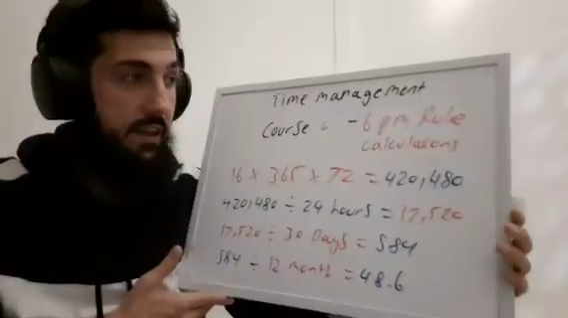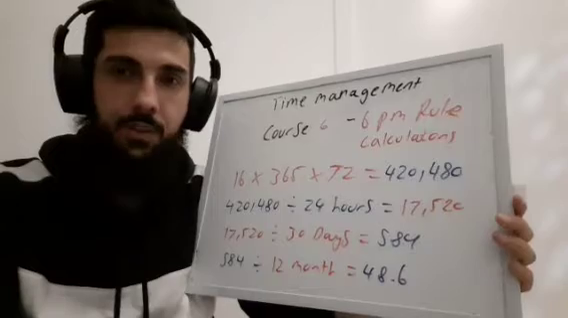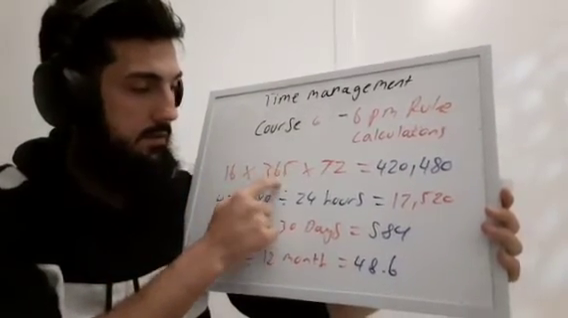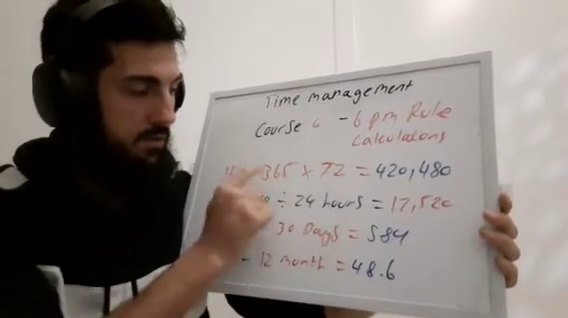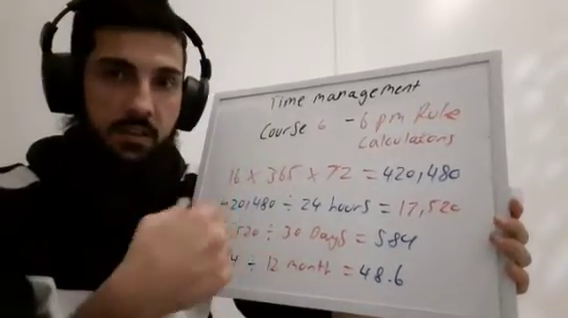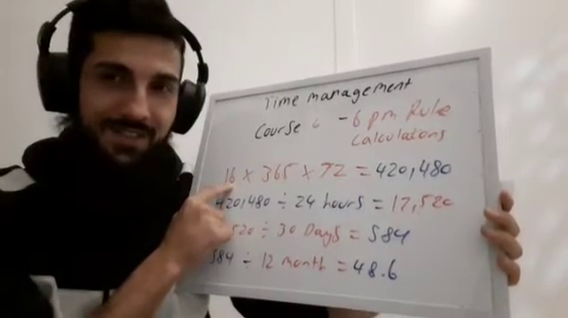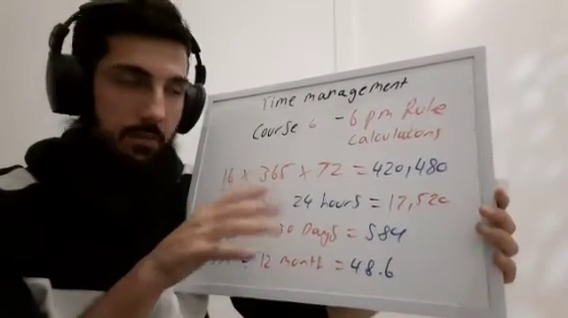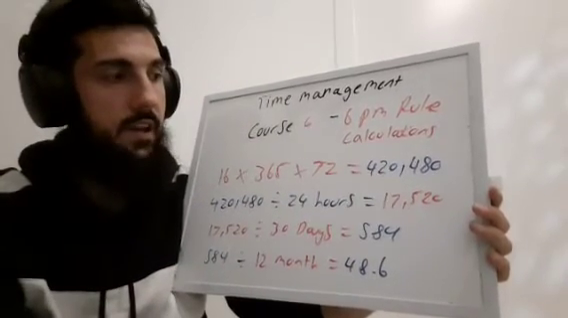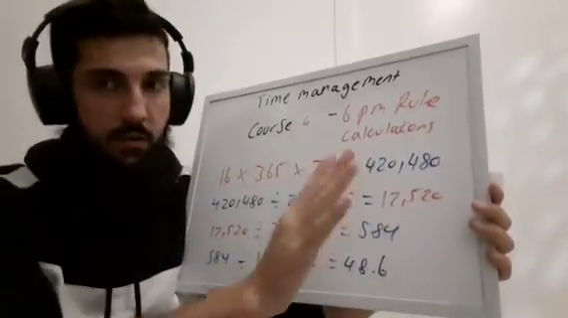I'll just teach you guys how to calculate the 6 p.m. rule, and it's just how I've done it before, and just so I can recapitulate and learn myself also. It's really 16 times 365 times 72, that's 365 days times 72 years times 16 hours, as we did get the 8 hours in the day in terms of the 6 p.m. rule, which behind the scenes is 16 hours of the day. You don't have to think about it. Whereas now we have 420,480 hours.